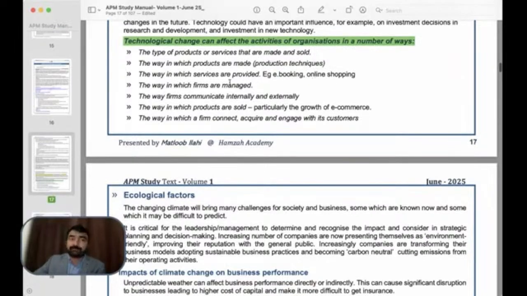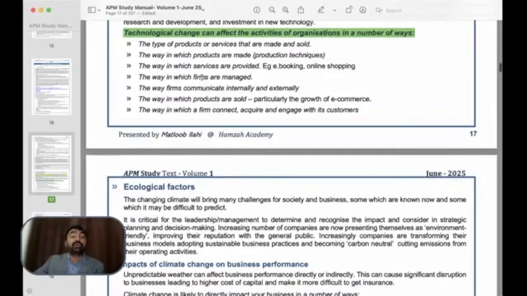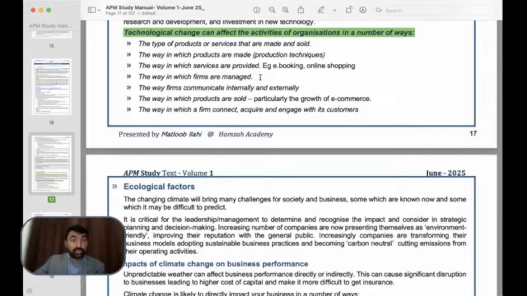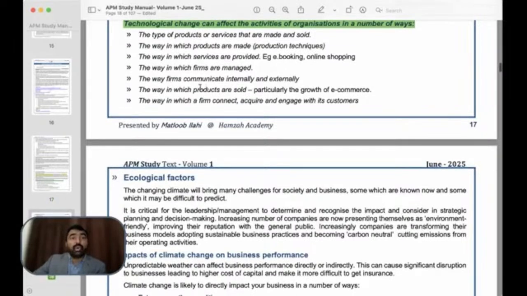The way in which firms are managed, for example, you can talk about remote work, the work from home culture. The way firms communicate internally and externally. Again, you can talk about work from home culture, how organizations connect and communicate with different teams and different people who are working in different regions of the world.